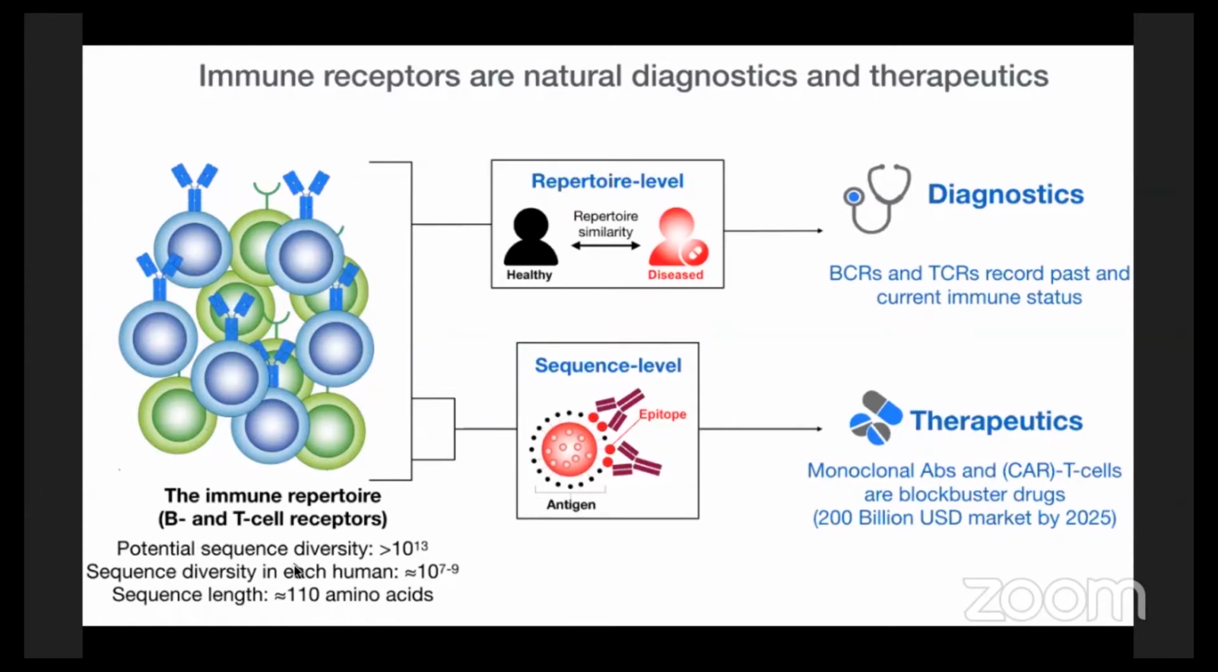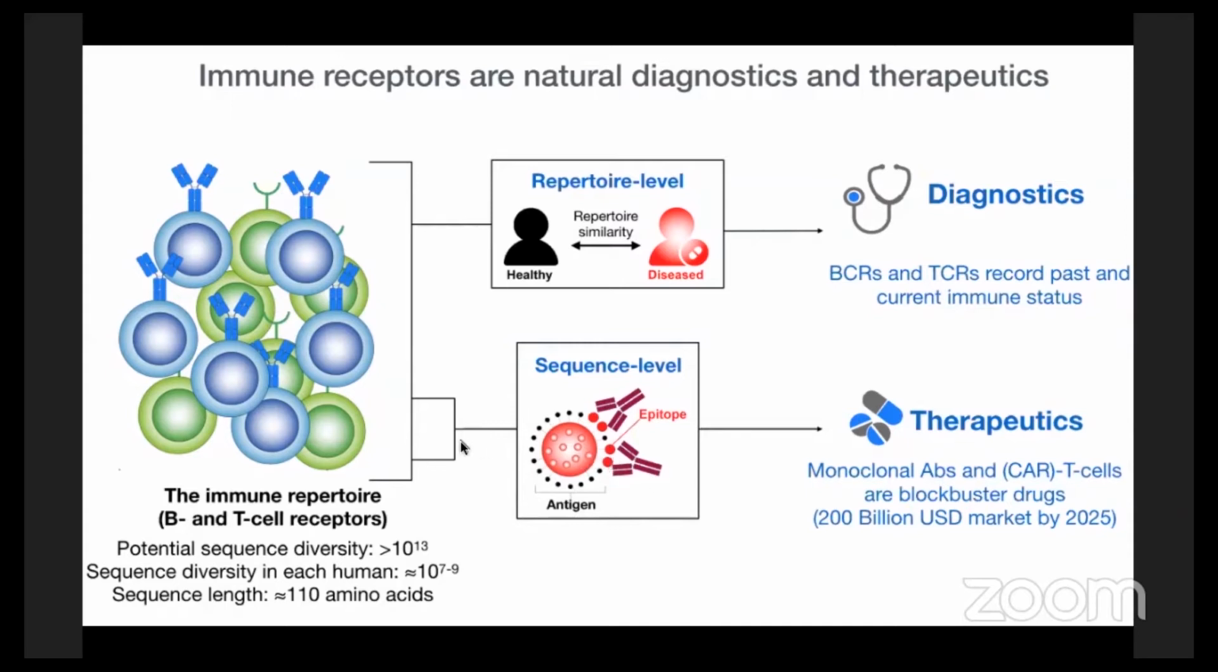So if we looked at the entire human population and beyond, the potential immune receptor sequence diversity is larger than 10 to the 13, and the exact number is unknown. The sequence diversity in each human of B and T cell receptors is about 10 to the 7 to 10 to the 9. And the sequence length of each of those receptors is about 110 amino acids, but only a small portion, which is called complementarity determining region 3, about 15 amino acids, is actually the most important for binding the antigen.